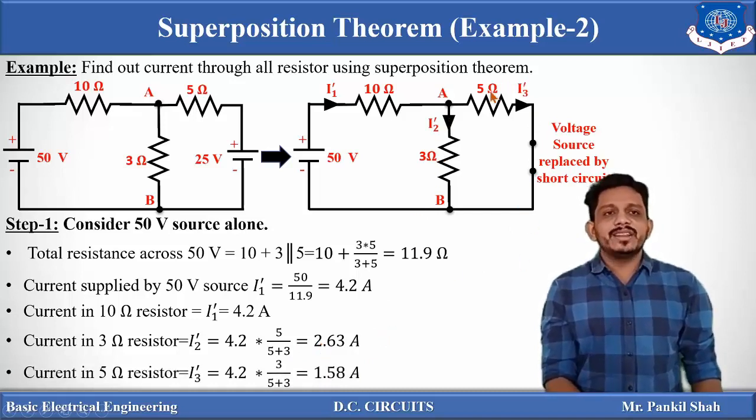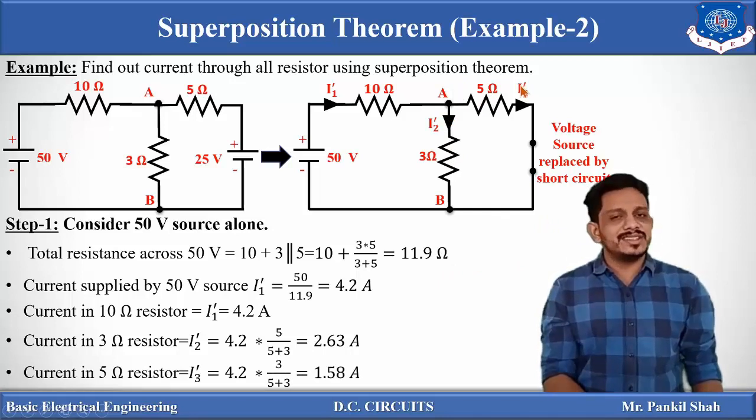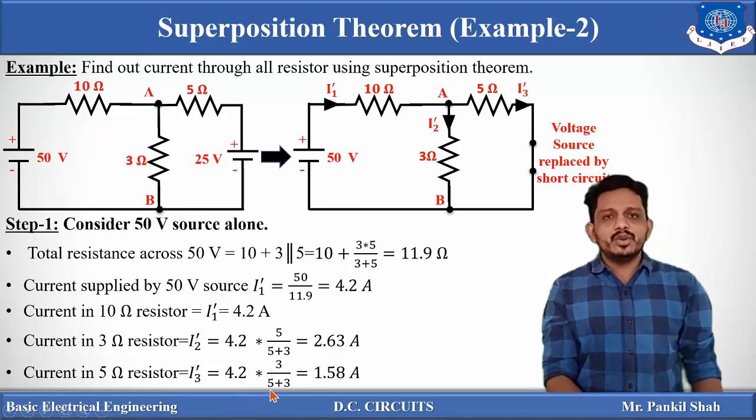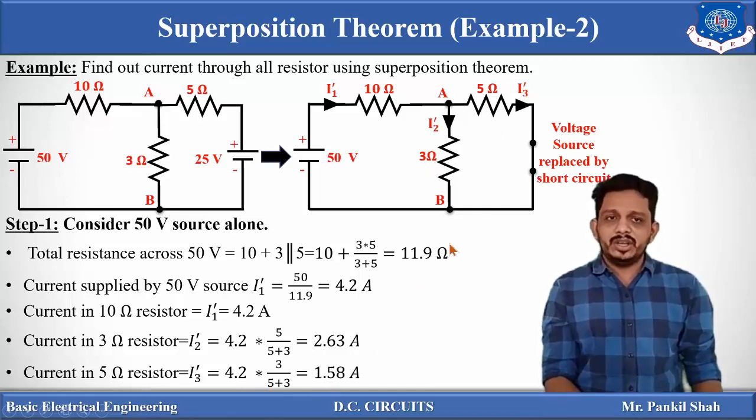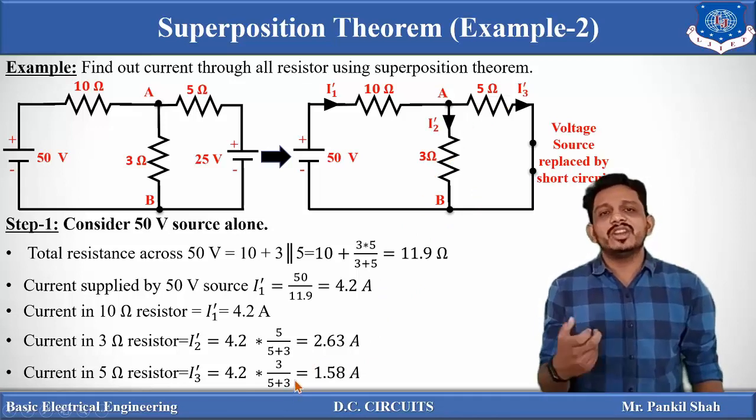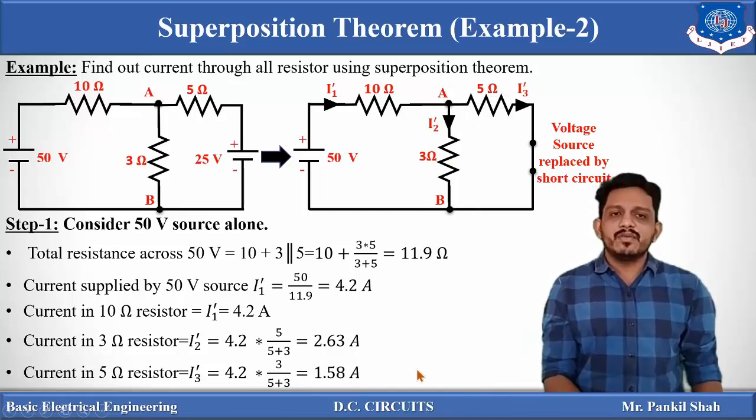If you want to find the current flowing through this 5 ohm resistance, then the formula will be again the same. That is the total current 4.2 into, if you want to find the current flowing through this branch, the opposite resistance, which is 3, upon the total resistance, that is 3 plus 5. So you get the answer 1.58.